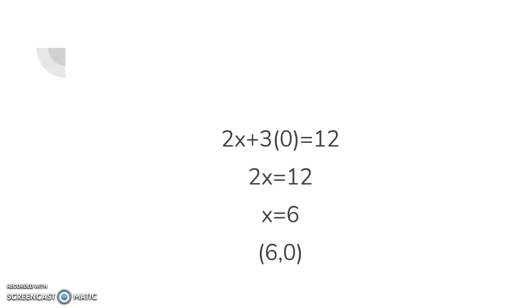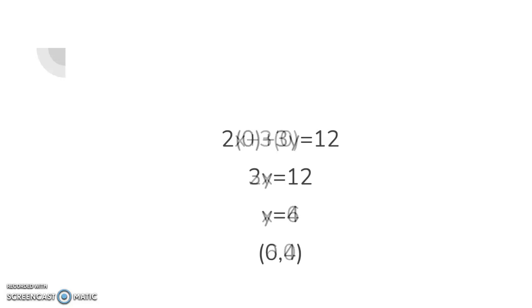We made y 0, so now it's 2x plus 3 times 0 equals 12. Since anything times 0 is 0, that term is out of the equation because it's not going to affect anything. So now we just have 2x equals 12, and dividing by 2 to isolate x, and dividing 12 by 2, we get 6. So x equals 6, meaning the x coordinate is 6. That is how you find the x coordinate.